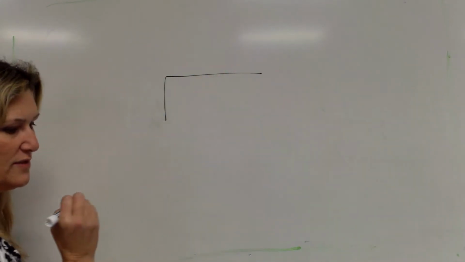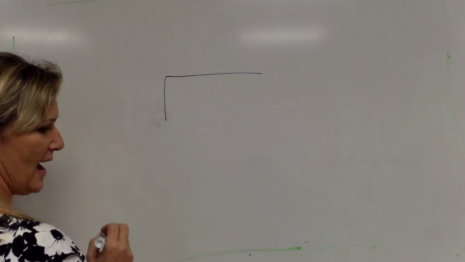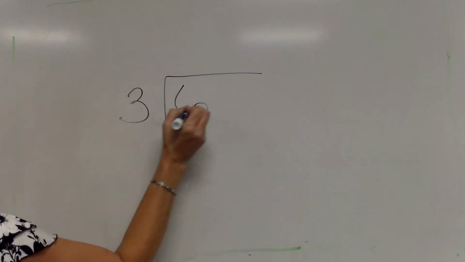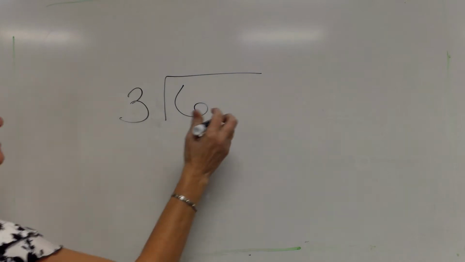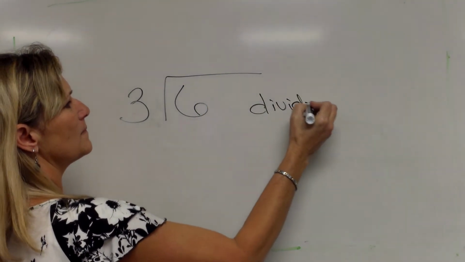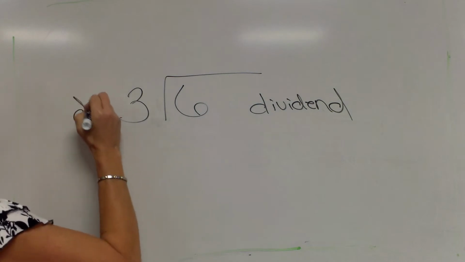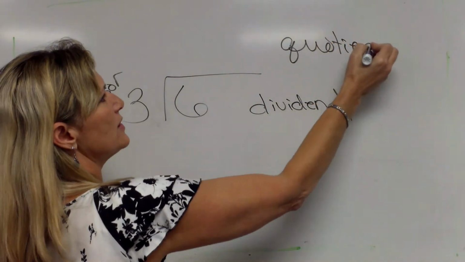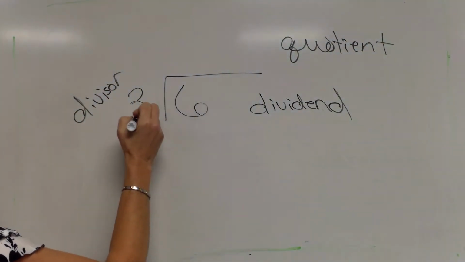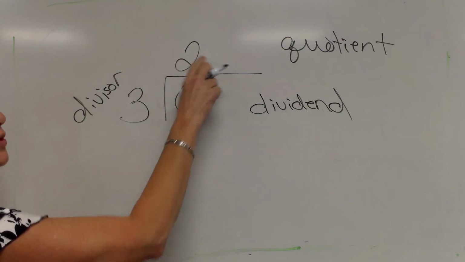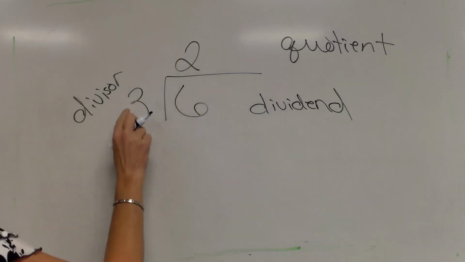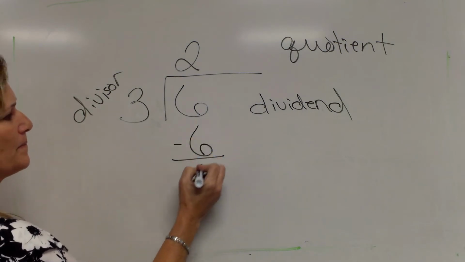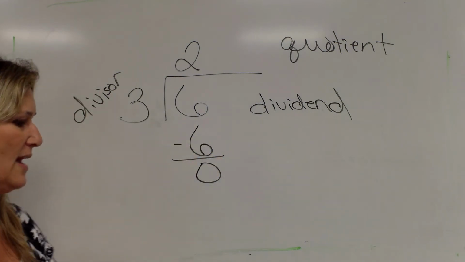We're going to be dividing, finding a quotient. First of all, I'm going to draw my little garage or my house. 6 divided by 3. This is called my dividend. This is called my divisor. And my answer is a quotient. So when I say 6 divided by 3 gives me 2, I have found a quotient. Then I'm going to say 2 times 3 is 6. There's nothing left. I've finished that problem.